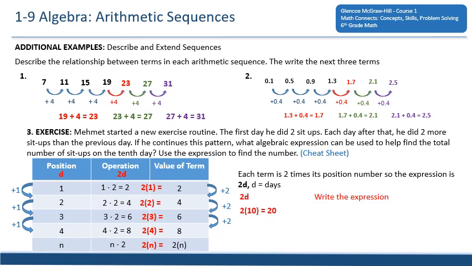So if we look at the days and we want to see how many sit-ups he did on day 10, 2 times 10 plugged in for D is 20. So he did 20 sit-ups on the 10th day.